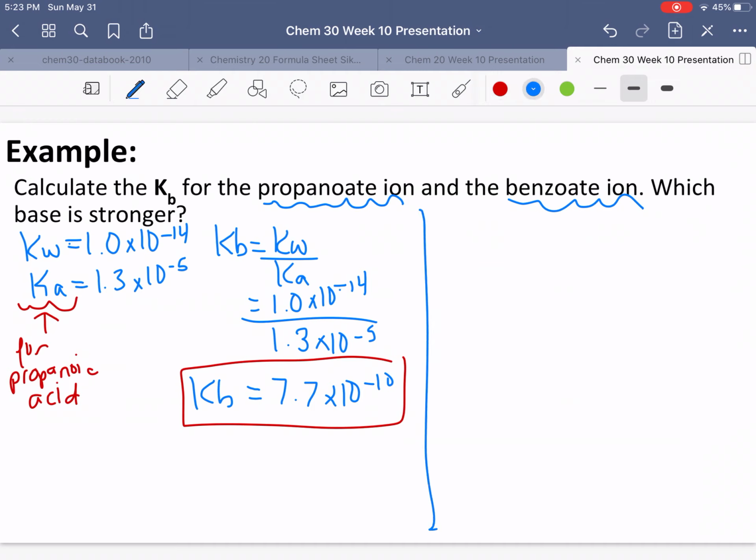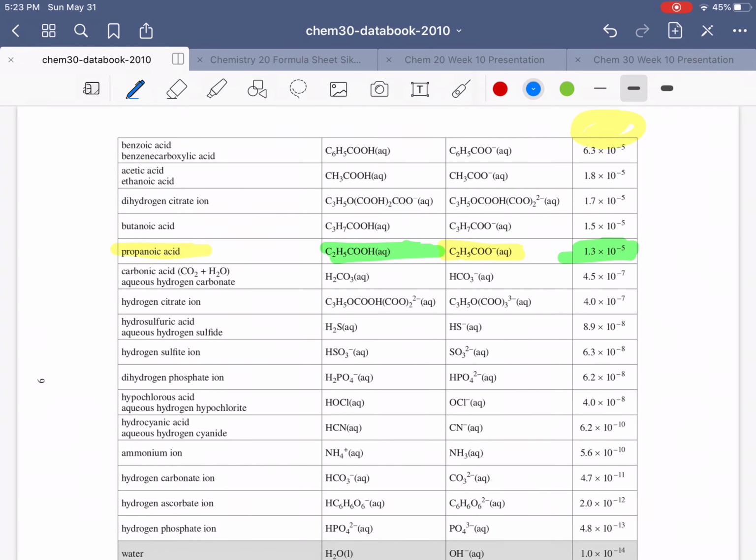Let's do a similar process for the benzoate. Now, benzoate, we always use Kw to be the same. 1.0 times 10 to the negative 14. That's not going to change. Now, Ka is going to be for benzoic acid associated with the benzoate ion. So that, I'll use the turquoise one for this.